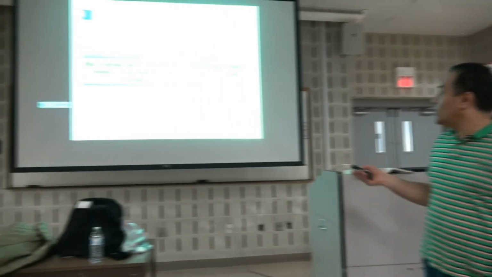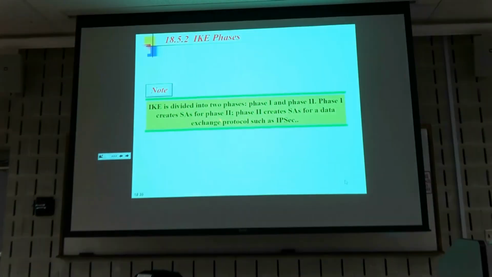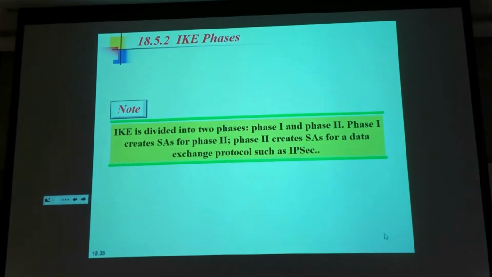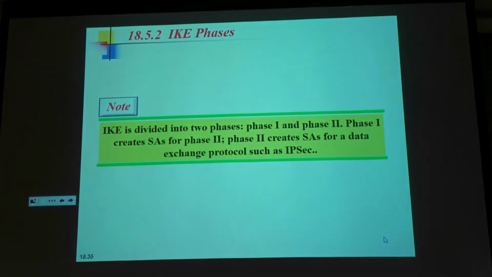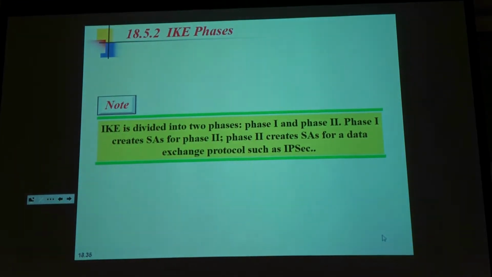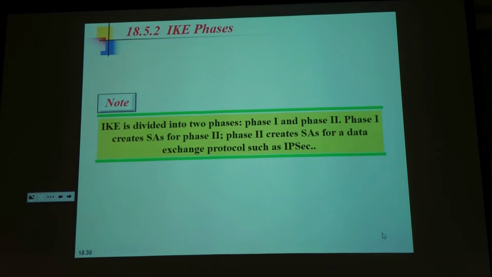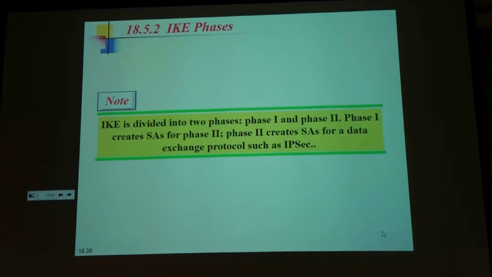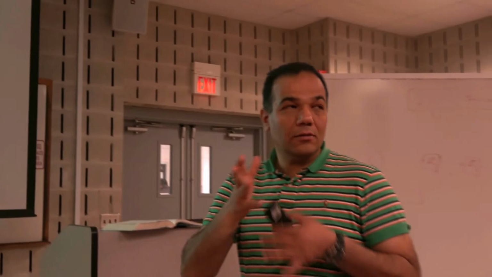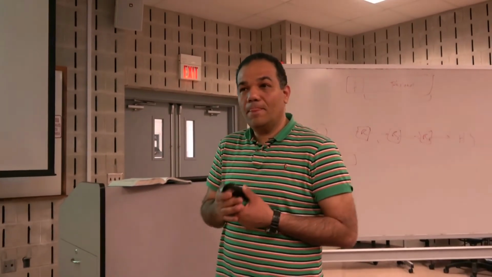So we have phase one, which creates a security association for phase two. In phase two, you know the p and g, and you create the secret key. In phase one, you should know the p and g. Okay, you understand what I'm doing here?